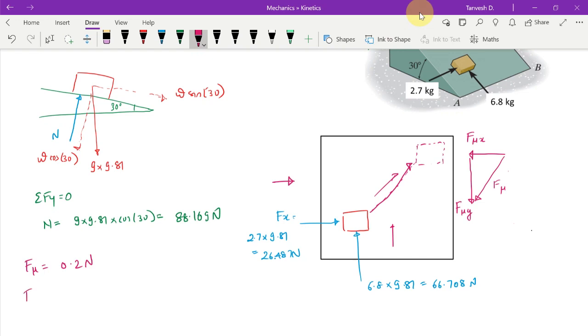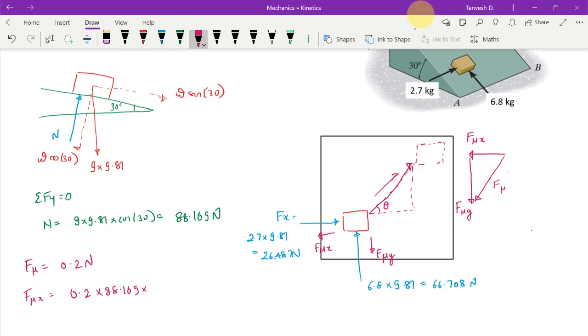So F mu x will be equal to 0.2 into n, which is 88.169 into, how much is this? That we need to understand. Let us say that for now we do not know this angle theta. Had there been only this Fx and Fy acting, we could have easily found theta by using the resultant. But now, along with this Fx and Fy, there is this F mu x acting this way and F mu y acting this way. So these forces are also there, and without these forces you cannot calculate this angle theta, right?